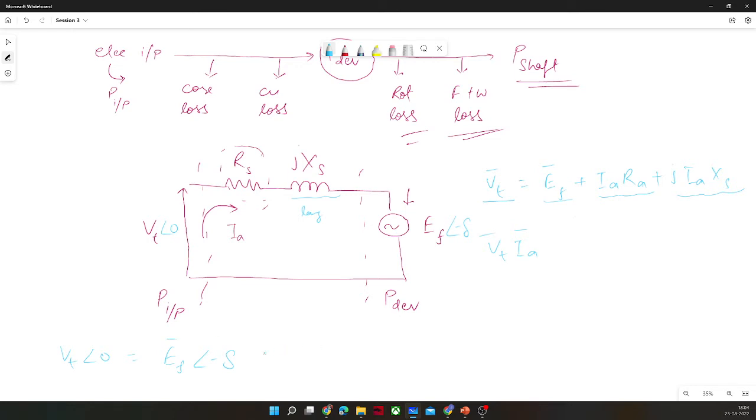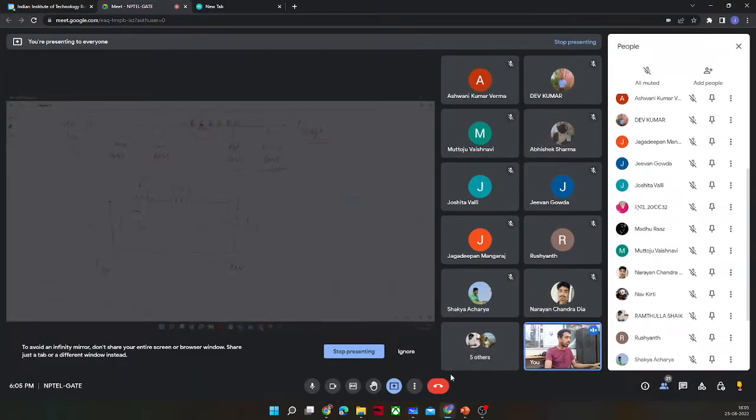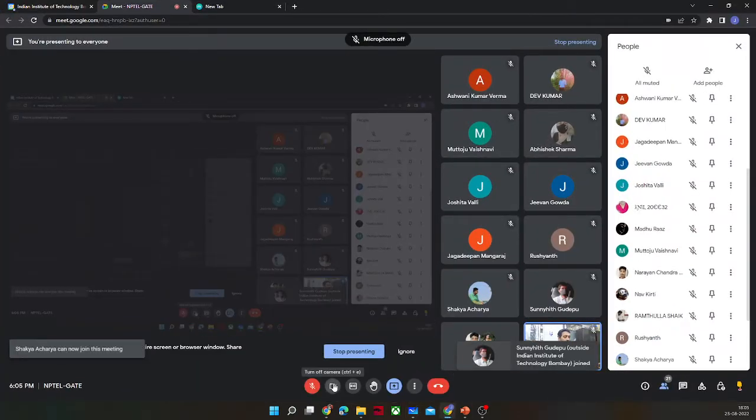Since EF at lower level, so when power is flowing from one end to other end, delta 1, delta 2. Just give me a minute, guys. Excuse me.